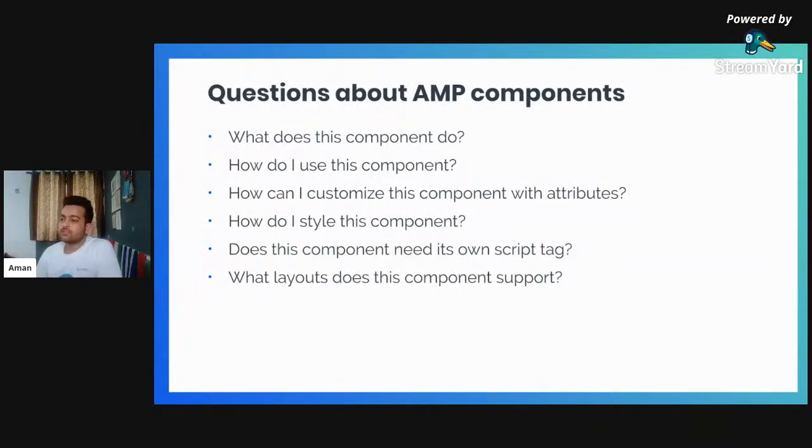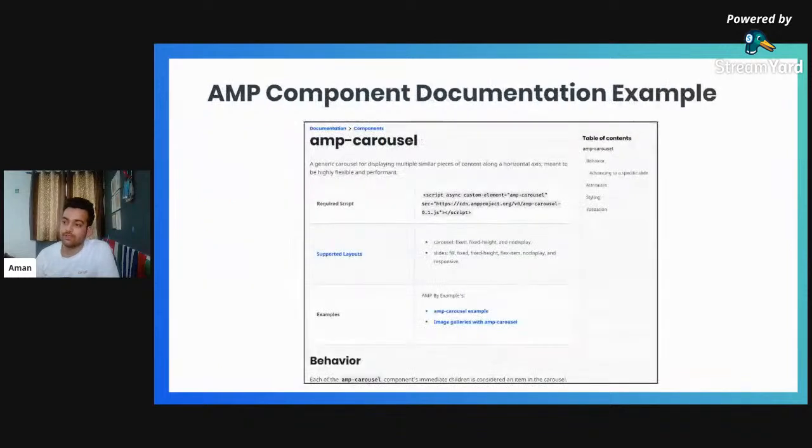Some good questions that you can ask about a component: what does this component do? How do I use this component? How to customize this component? How can I style this component? How can you add your own custom JavaScript to it? How can you change the layout with different screen sizes? These are the normal questions you have with any HTML component, and these all apply to AMP components too. Whenever you go to the documentation, you have different attributes available that answer all these questions.